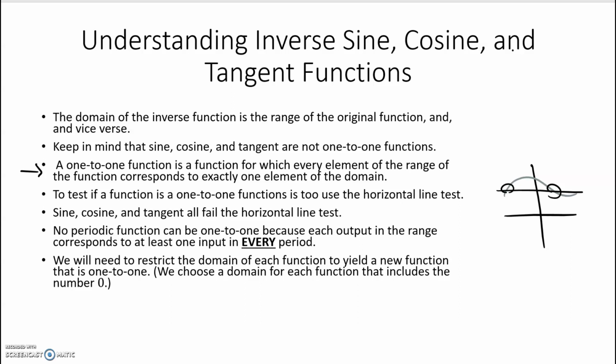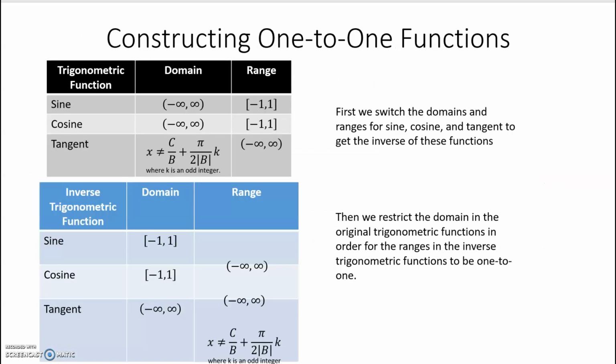So what we have to do in order to fix that, in order to find the inverse of sine, cosine, and tangent, is we have to restrict the domain of each function to yield a new function that is actually 1-to-1. So if we look at this right here, now notice these are off just a hair.